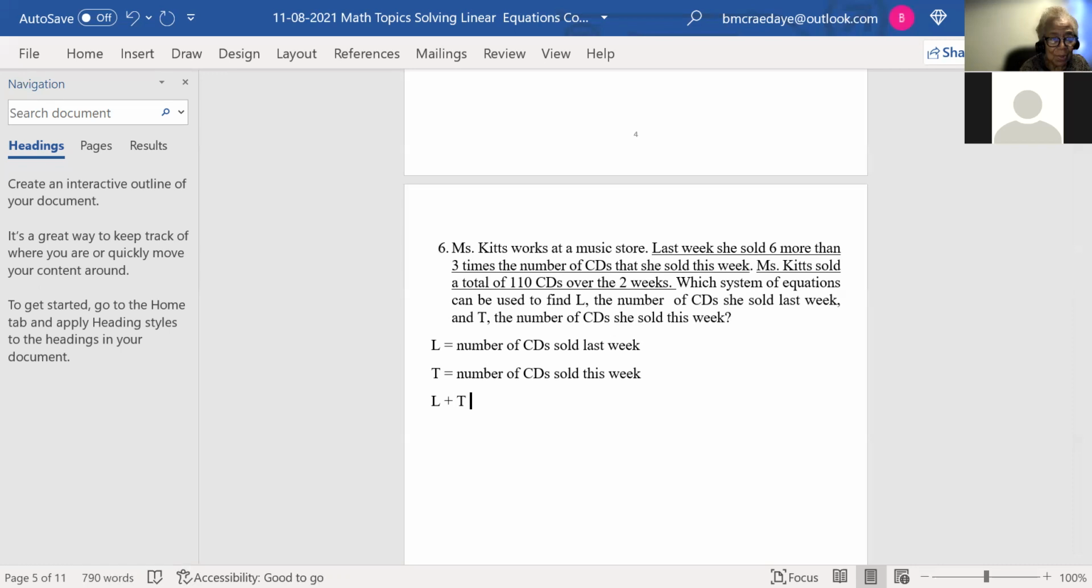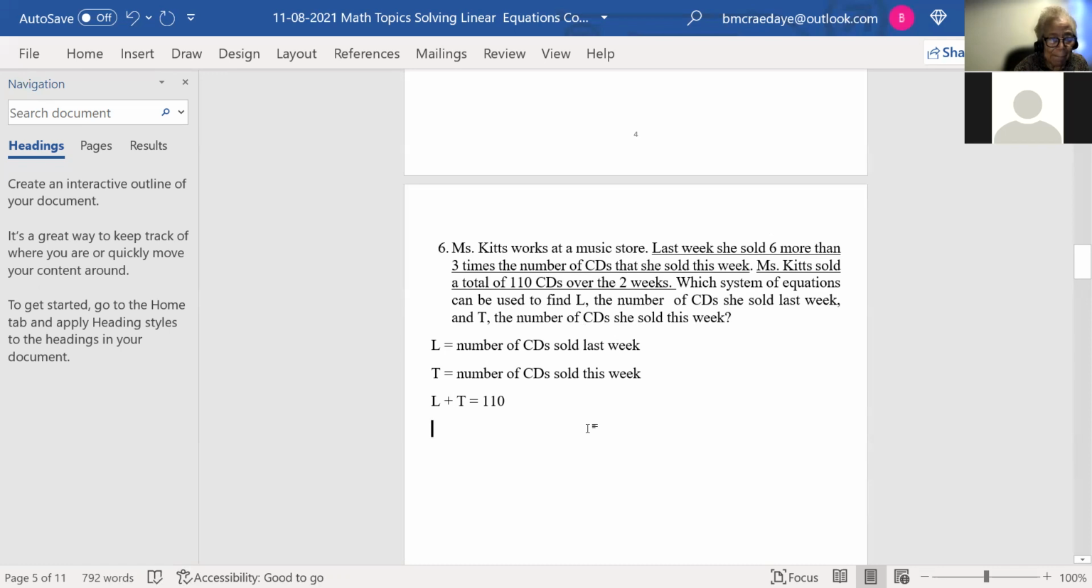6 times more than 3 times. No. How many CDs did she sell in 2 weeks? 110. That's the number of CDs sold last week plus the number she sold this week, over the 2 weeks, so that's 110. Now, how do I write "last week she sold 6 more than 3 times the CDs she sold this week" using my variables L and T? How would I write that?